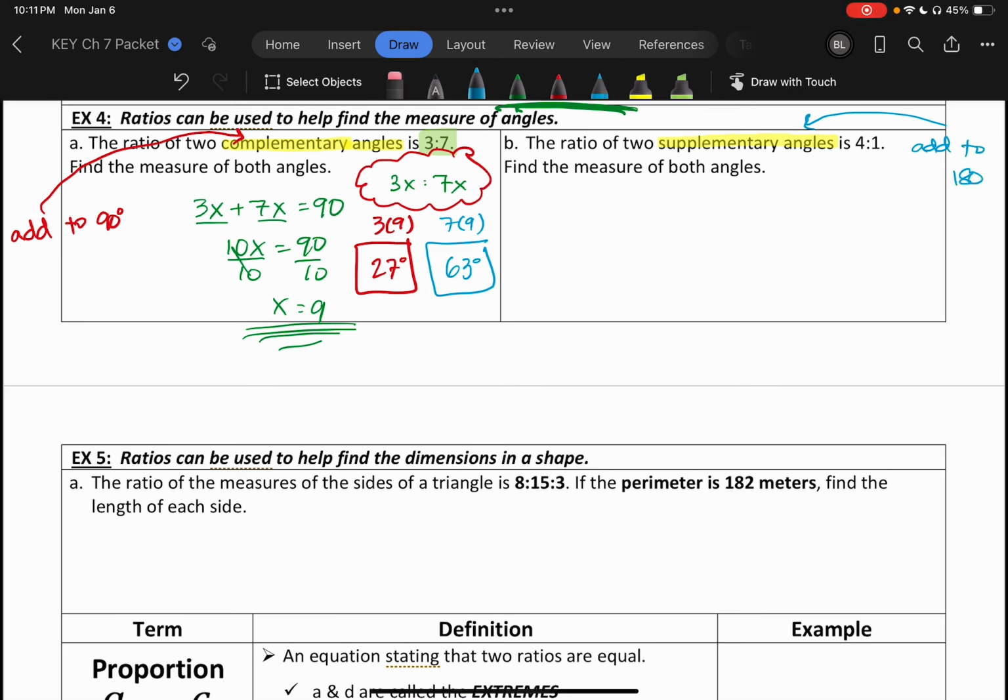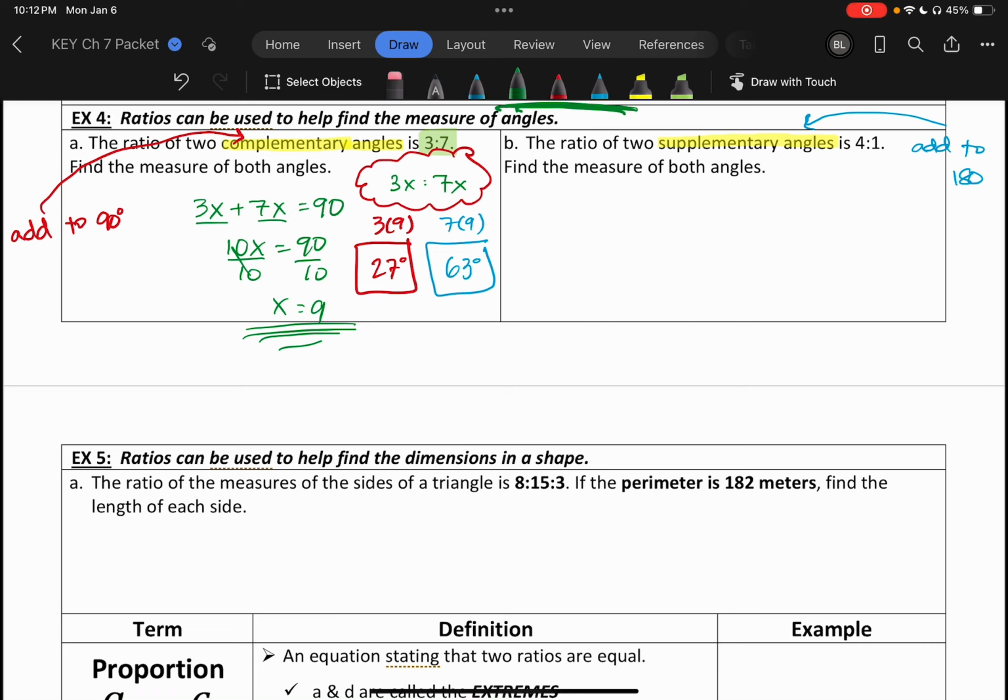So you'll start to notice that these vocabulary words from earlier this school year pop up again, and they pop up quite a bit. So if you haven't learned complementary and supplementary angles, please make sure that you are writing down that supplementary angles add up to 180 and complementary angles add up to 90. So we have the fact that these angles are going to add to 180 degrees.